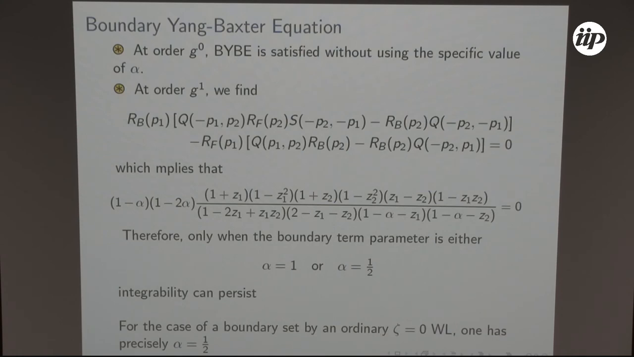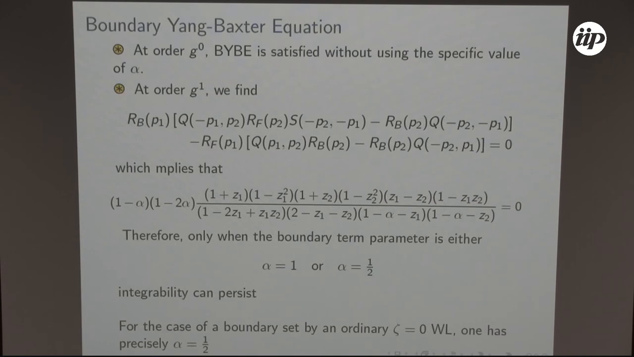Anyway, we know what the scattering matrix is, we know what the reflection matrix is, so we just check the boundary Yang-Baxter equation. We have an expansion in powers of the square root of lambda, with order zero and order one. To order zero, we see that all the components of the boundary Yang-Baxter equation are satisfied without the necessity of specifying the value of alpha. That's not nice because it doesn't restrict alpha. It doesn't know about the specific boundary condition we have.